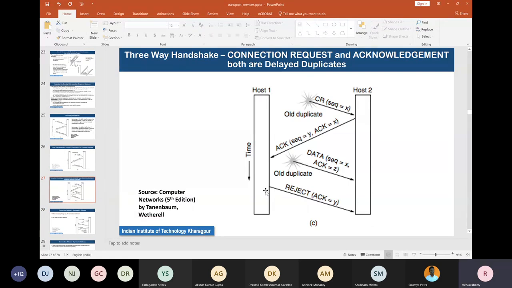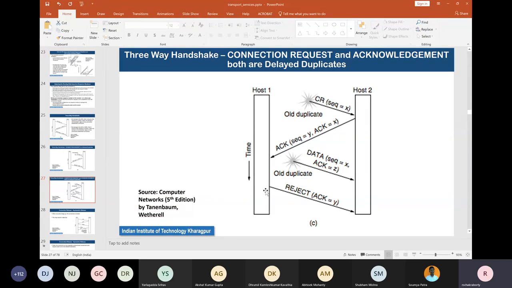Now, even more complicated. Here, multiple old duplicates are coming. The connection request is an old duplicate, and some data is going to host 2 which has an acknowledgement field. That data packet is also an old duplicate, which means the acknowledgement numbers are not valid. Okay, let's see what happens here.